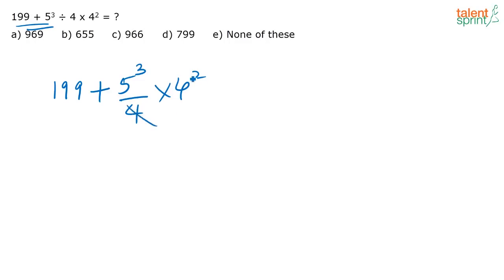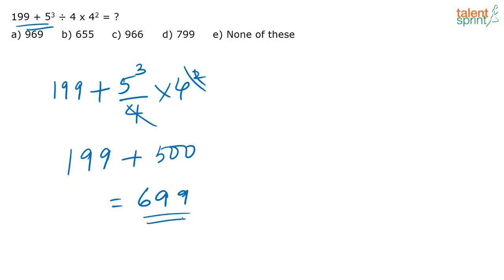So this is 4 squared, which is 4. Now 5 cube is 125, correct? So what is 125 into 4? It will become 199 plus 125 into 4. 125 into 4 you know is 500. So your answer is going to be 690. Sorry, 699. Is 699 there in the options? 699 is not there in the options, so you go with the option none of these.